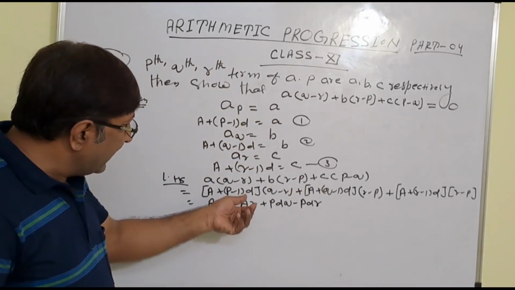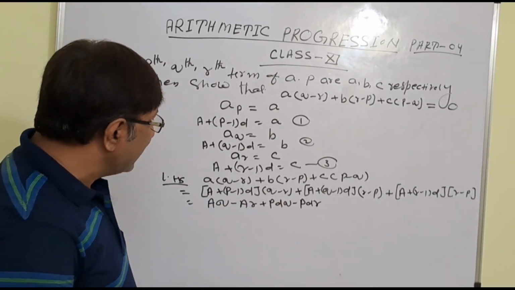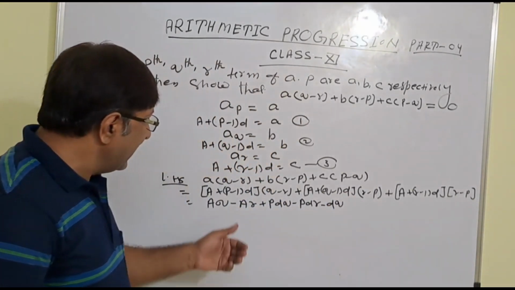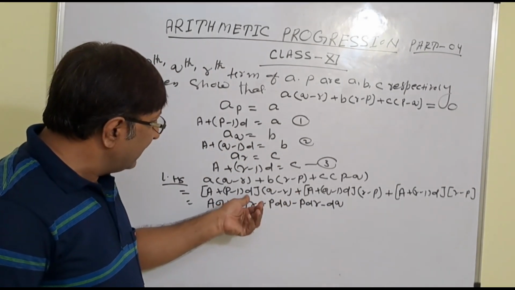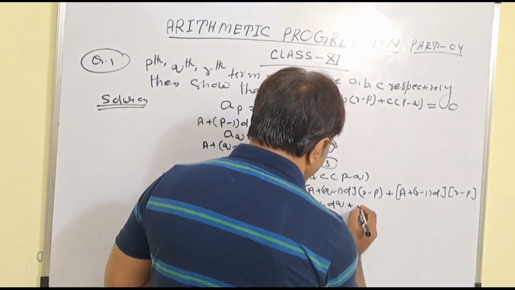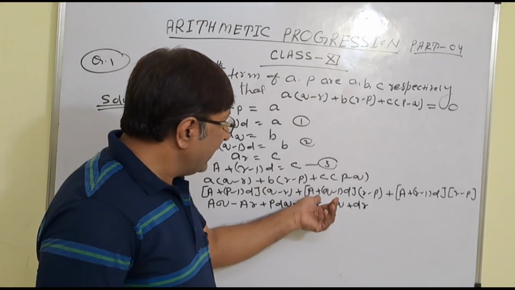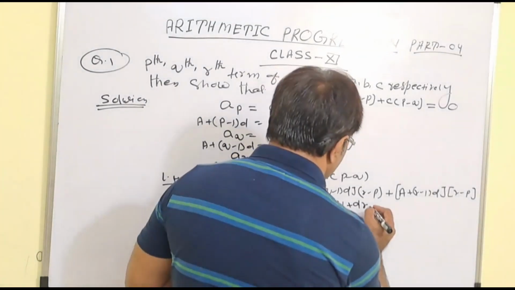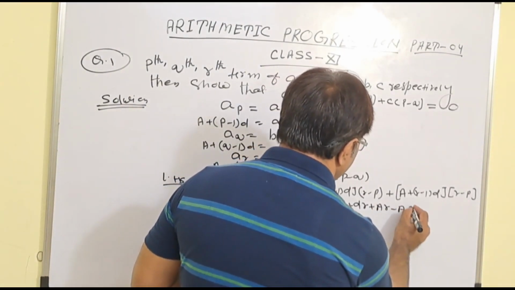Now here minus D. Minus D into Q is minus DQ. Again minus D into minus R is plus DR. Next, A into (R minus P) gives AR minus AP, right?